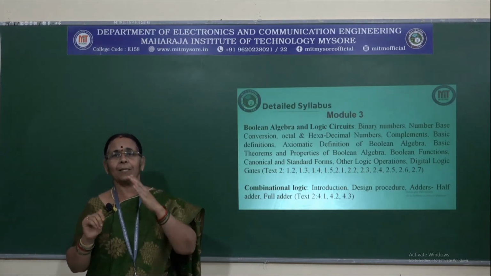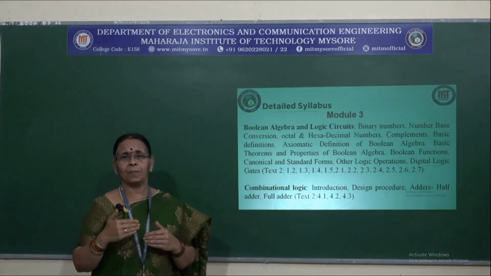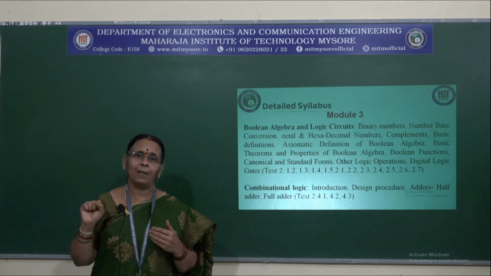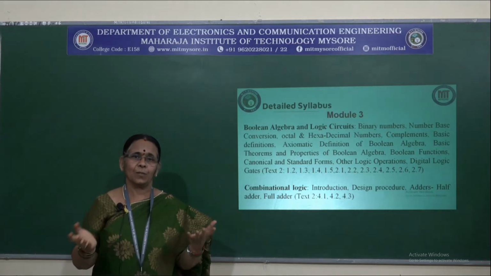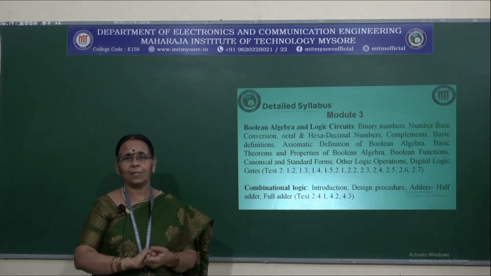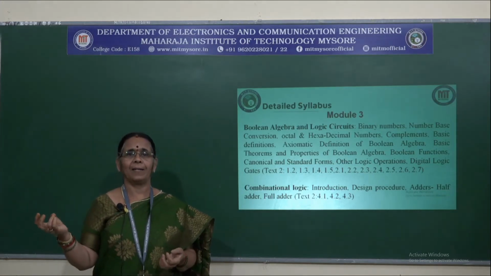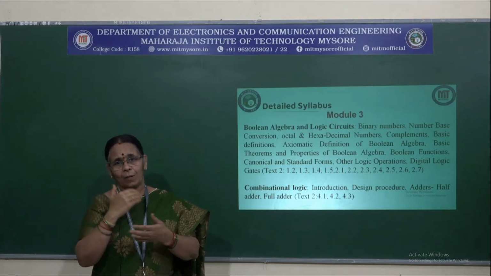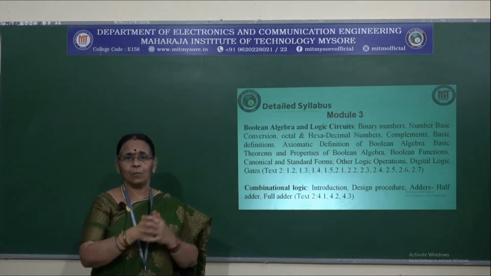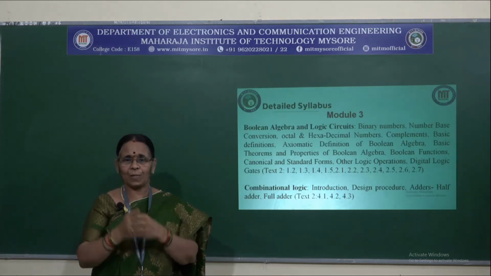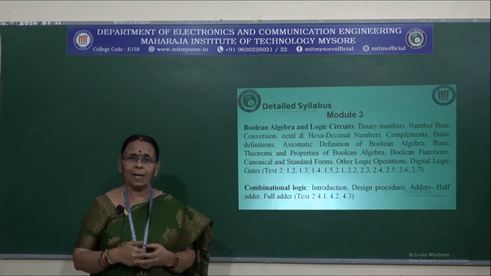So once you study the number system, then comes what are the different types of circuits we are going to have in digital electronic circuits. Basically the building blocks of digital circuits are OR gate, AND gate, and NOT gate. With all the three, we are also going to construct exclusive OR gate, NOR gate, NAND gate, etc. All those things we are going to study here under Boolean algebra and logic circuits.